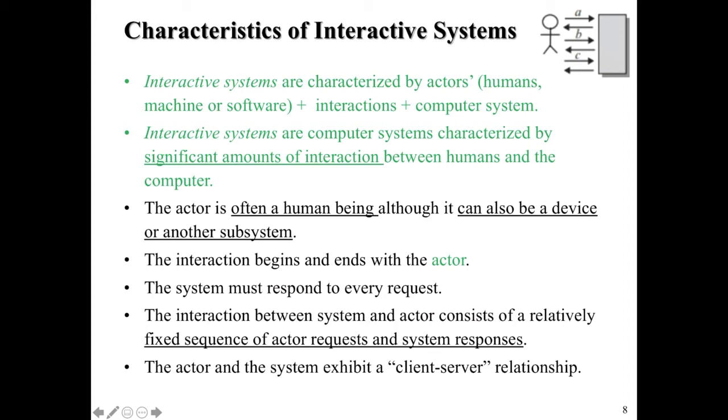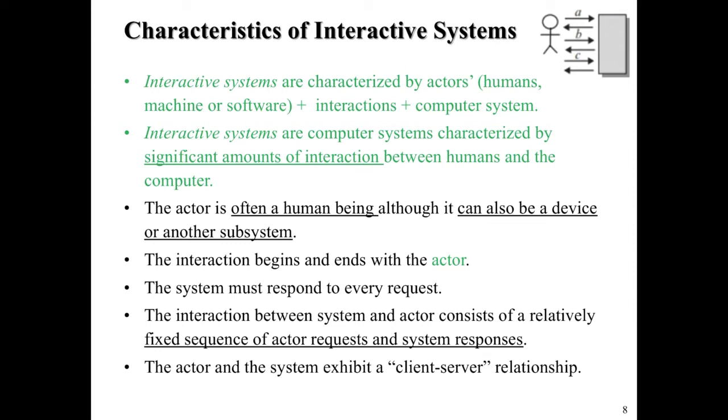So interactive systems can be characterized by actors, which can be human beings, machines, or other software systems, plus interactions with the computer-based system, that is, the software that you developed. So human beings, other software components, or other machines are interacting with your system. And since we are designing interactive systems, there is a significant amount of interaction, not 1, 2, or 3, but a lot.